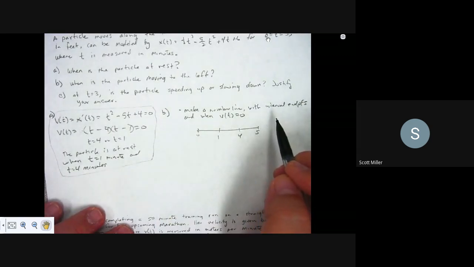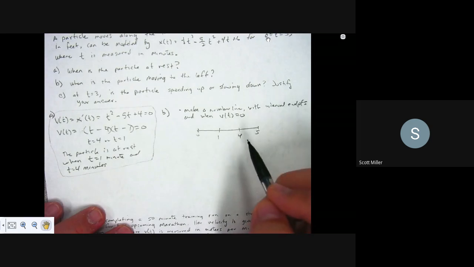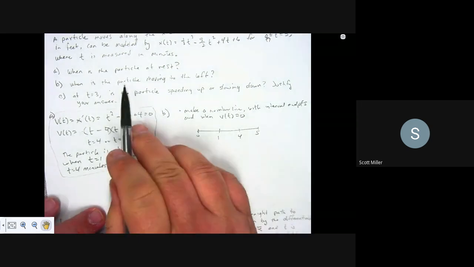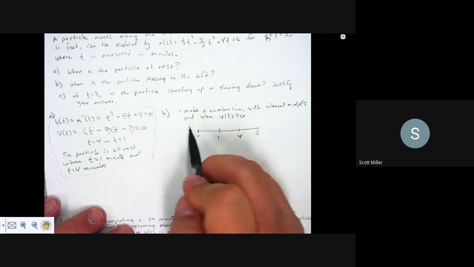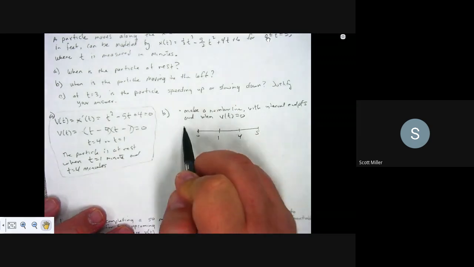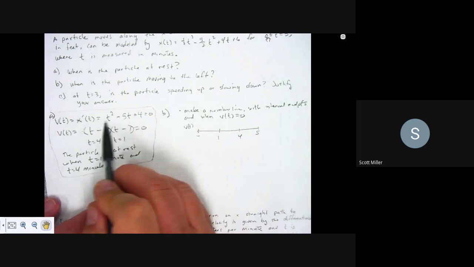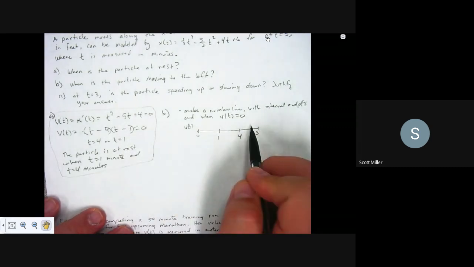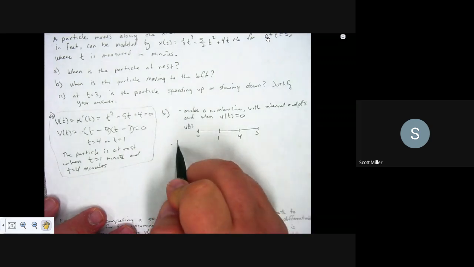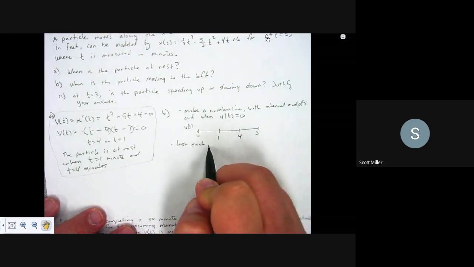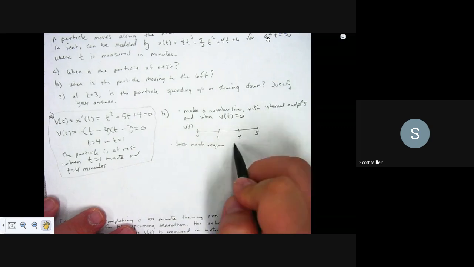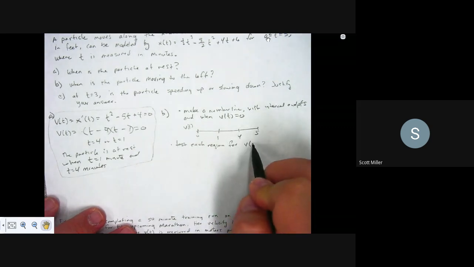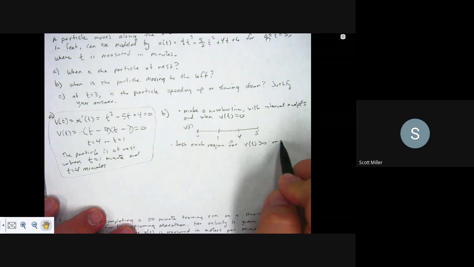This is our regions we're looking at, and I need to know when the velocity is less than 0 to indicate moving to the left. So what we do is we use this number line in these regions, and we test the velocity equation right here to see if I'm going to get a positive or negative value for the velocity in these regions. So we want to test each region for when the velocity is greater than 0 or when it is less than 0. Because here's where it's 0. It's 0 at 1 and 4.